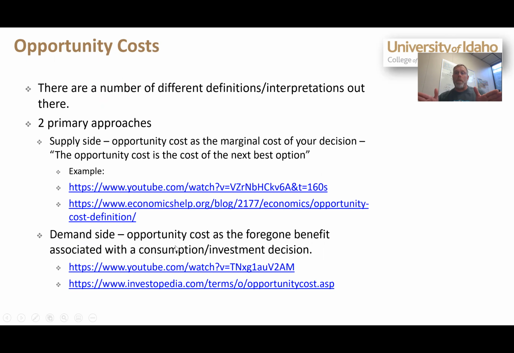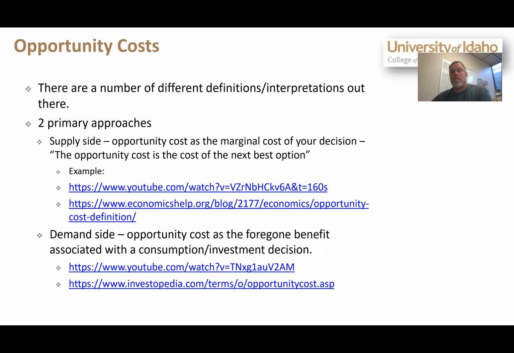Okay, before that, I had talked about opportunity costs at the bottom of our homework 4. And opportunity costs are kind of a funky thing in that you can find almost as many different descriptions of what they are as what they are. But in general, there's 2 primary approaches to opportunity costs or describing them. There's a supply side approach.